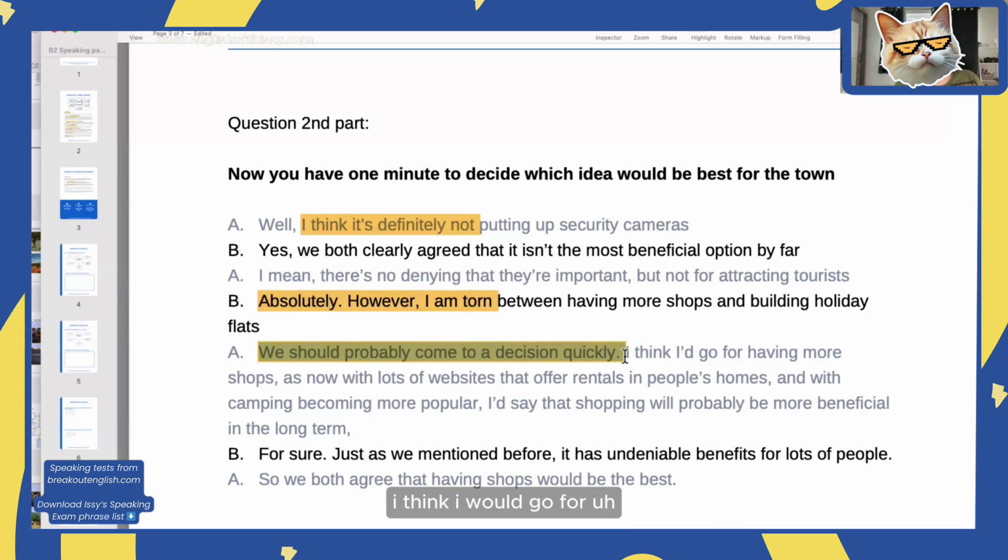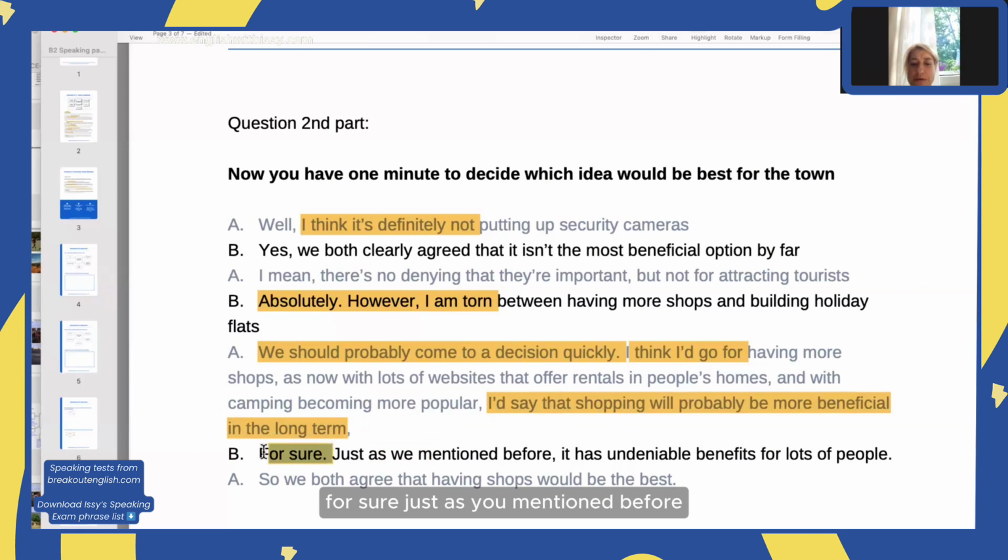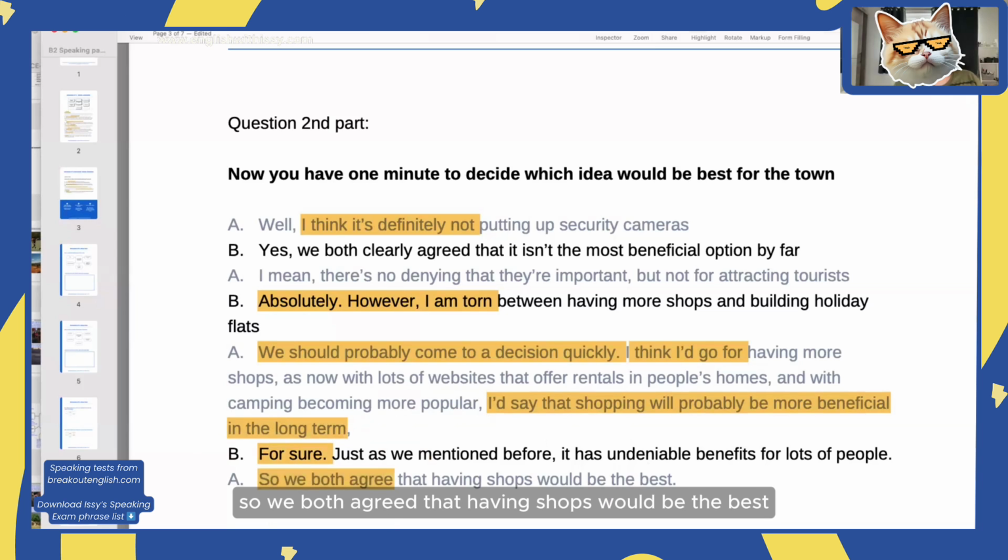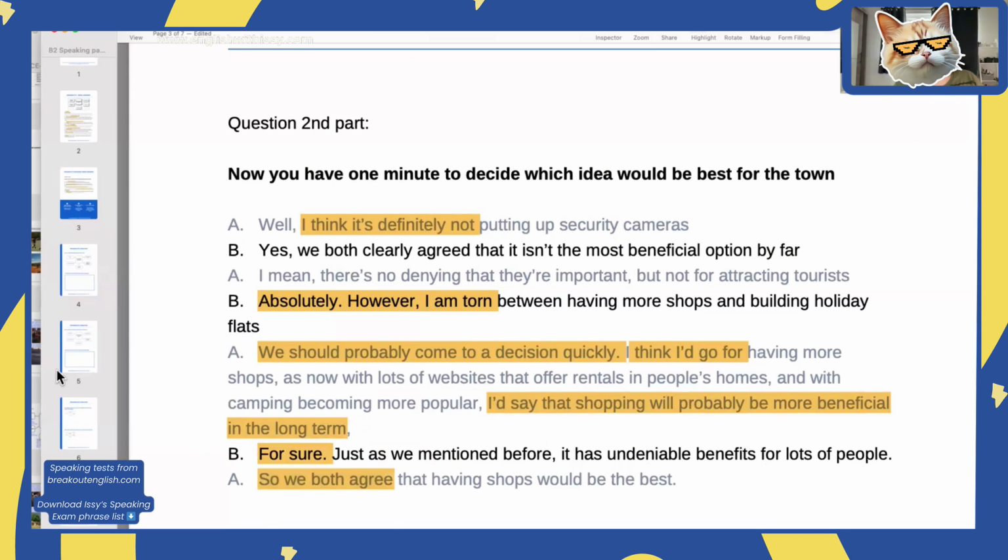I think I would go for having more shops, as now with lots of websites that offer rentals in people's homes, and with camping becoming more popular. I would say that shopping will be probably more beneficial in the long term. For sure, just as you mentioned before, it has undeniable benefits for lots of people. So we both agree that having shops would be the best.